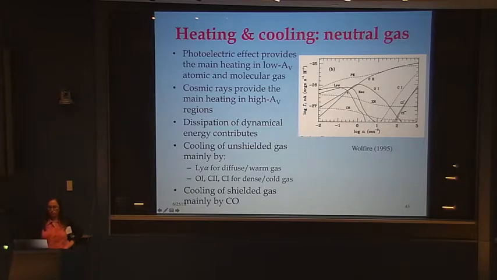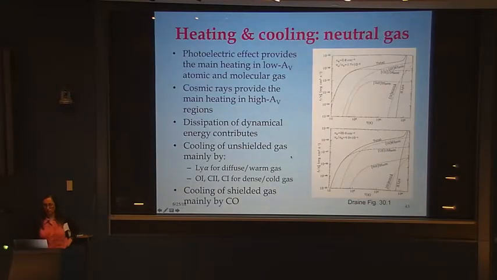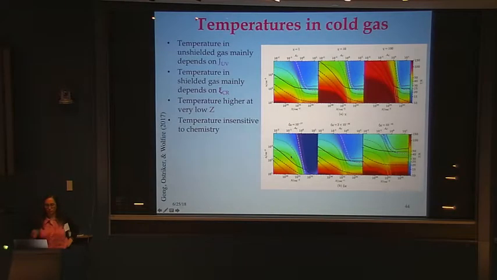At low densities or higher temperatures, Lyman alpha is the most important coolant. At intermediate, O I has important fine structure lines, and then C+ is important. So those are, again, fine structure lines, and then CO is the most important coolant in the shielded gas. And this is just showing it as a function of temperature.